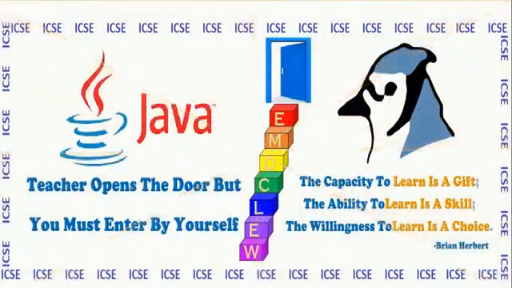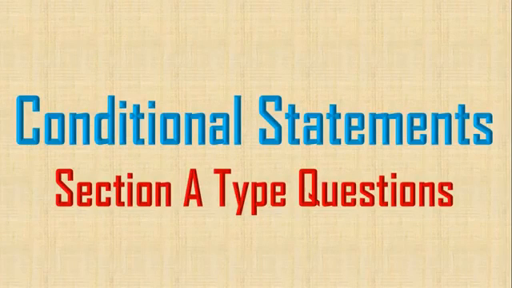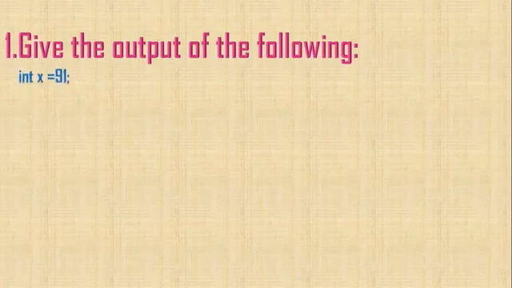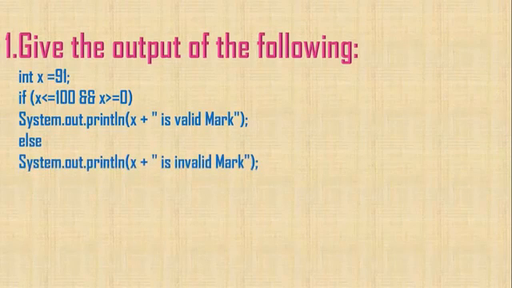Welcome back students. In this video lesson, we will see section A type questions of conditional statements. First question, give the output of the following. Int x is equal to 91 is initialized and the condition is given. The printing statement, if it is true, else part, there is one more printing line.